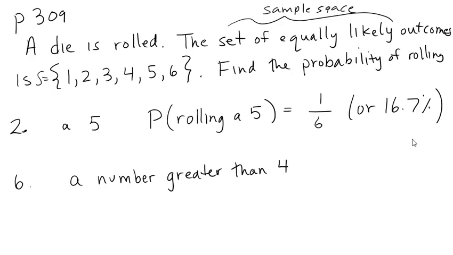A good rule of thumb is to say that an event is uncommon or rare if it happens less than 5% of the time. This happens way more than 5% of the time, so it's not uncommon, but it's not overly likely either. You're much more likely to not roll a 5 than you are to roll a 5.